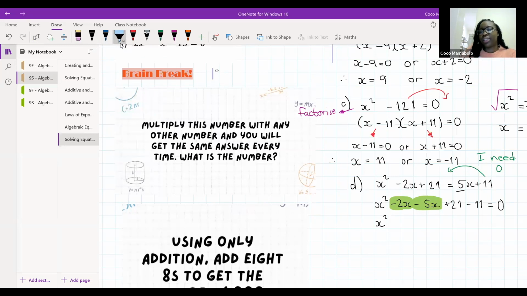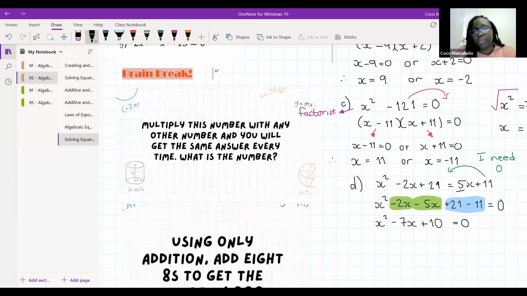What is negative 2x minus 5x? Negative 7x. Don't forget the x. And then what is 21 minus 11? 10. Good. Positive 10, not negative 10. Positive 10 equals 0. Now he's getting it. Ladies and gentlemen, it is equal to 0.